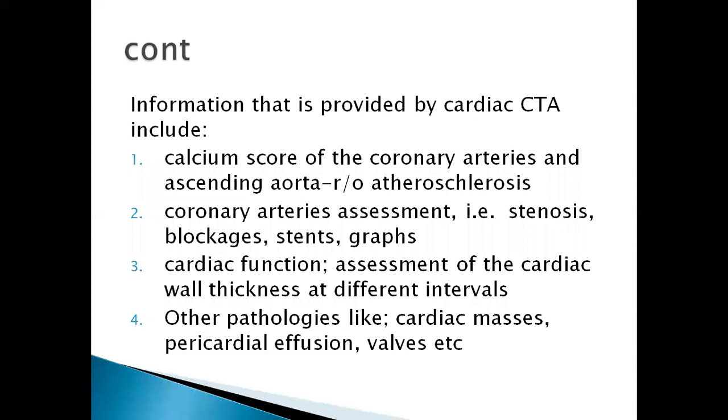So what information can we get from a cardiac CCTA? Why do it anyway? The first thing that we can get is the calcium score, which is basically the amount of calcium that may be present in one or all of the coronary arteries, as well as the ascending aorta. So this helps us to rule out atherosclerosis. For CCTA, we can also assess the coronary arteries themselves. We evaluate the lumen of the coronary arteries, check for stenosis, any blockages.